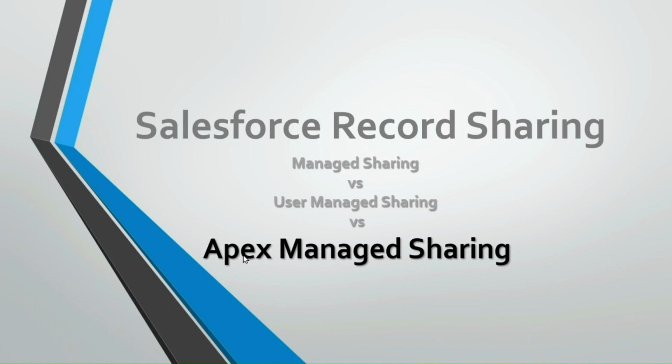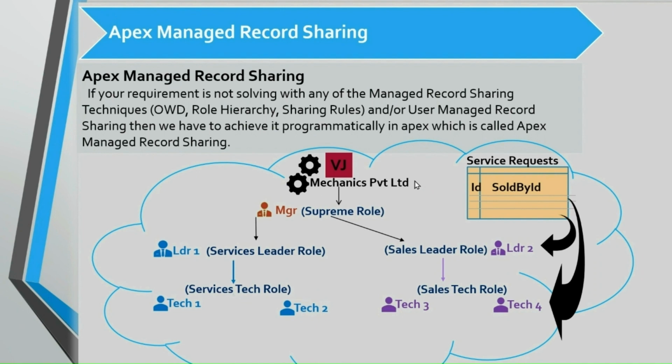In this session, let us discuss Apex Managed Sharing, which is part of Salesforce record sharing techniques. In some requirements, we may not be able to share the record using the out-of-the-box managed record sharing techniques like OWD, role hierarchy, sharing rules, and also users may not be willing to manually give the record sharing for those records. For those kinds of requirements, we will have to assign the record sharings programmatically using Apex. The record sharings that we apply programmatically using Apex are called Apex Managed Record Sharing.